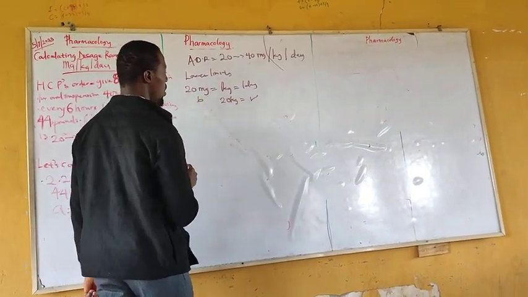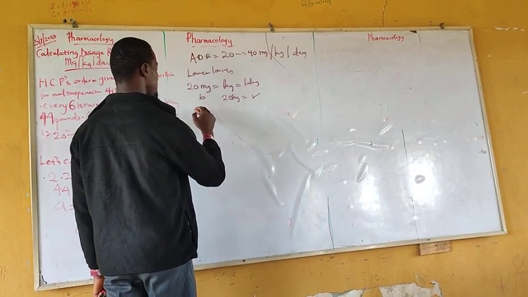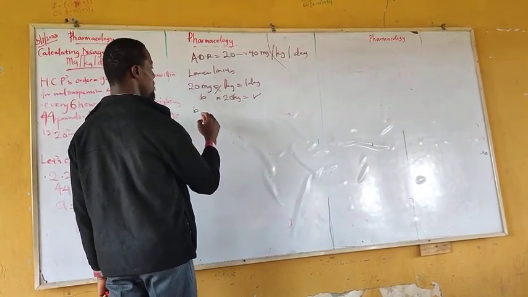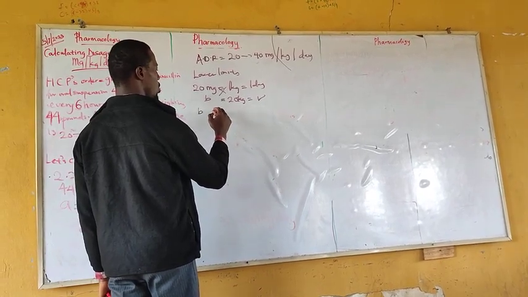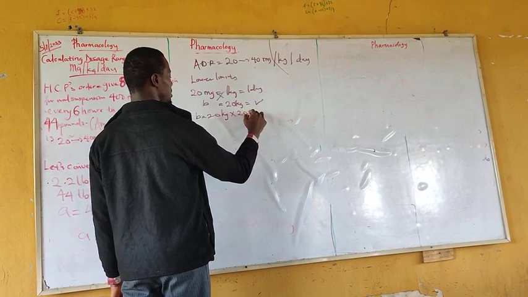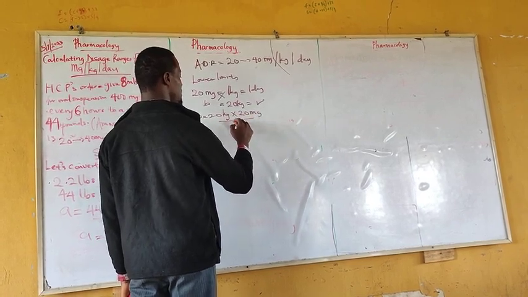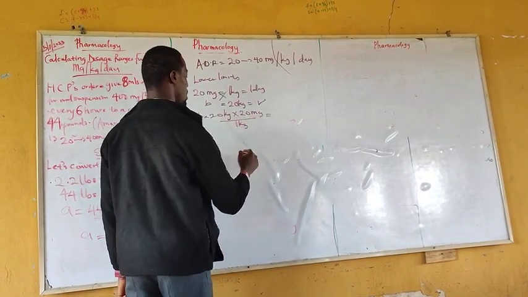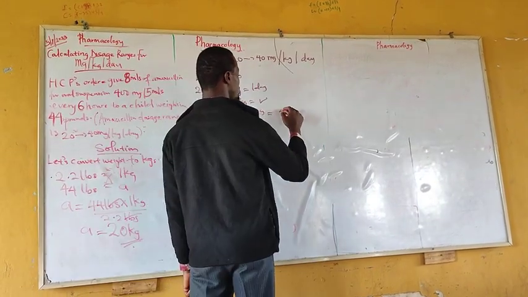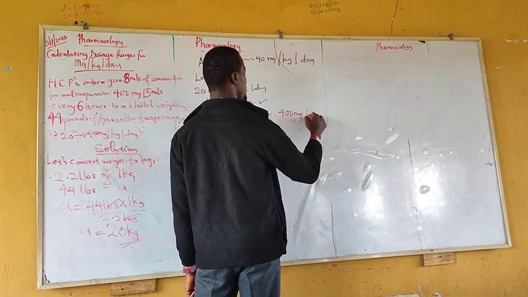Let's calculate what we will have. So we have B, we can multiply here, right? Yes, sir. B equals to 20 kg times 20 milligram over 1 kg. What do we have? kg cancels kg. We have 400 milligram per day.